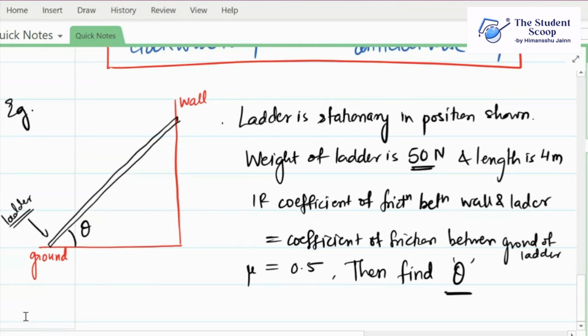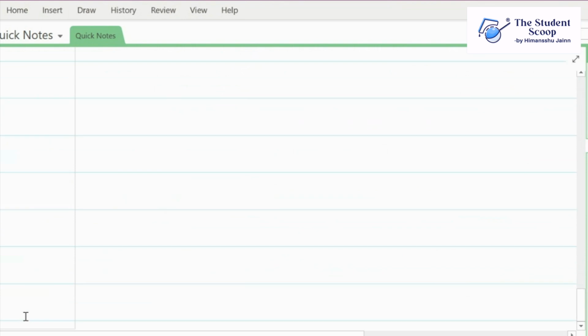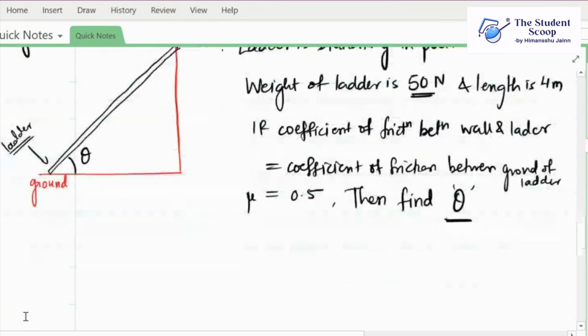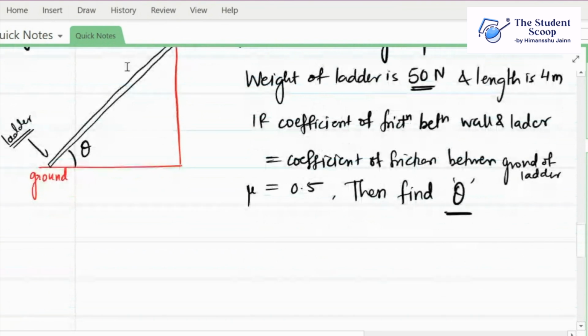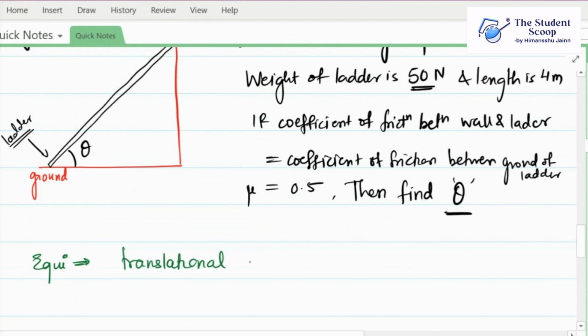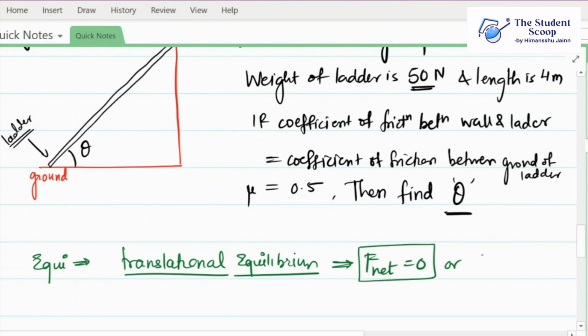So how will we do this? I understand that when the object is stationary, it is in two kinds of equilibrium. What are the two kinds of equilibrium? The one equilibrium that the object has is the translational equilibrium. What do you mean by translational equilibrium? It means the net force is zero, or you can say that all the forces are balanced in a particular direction.